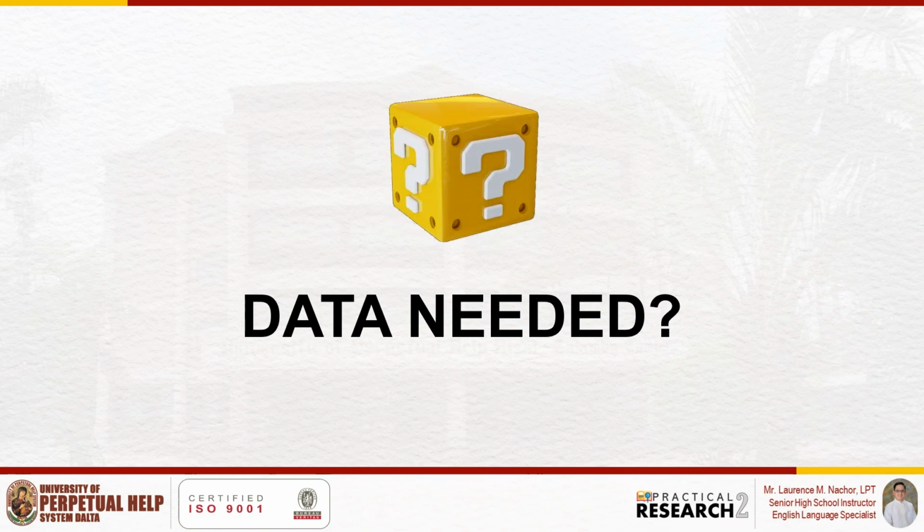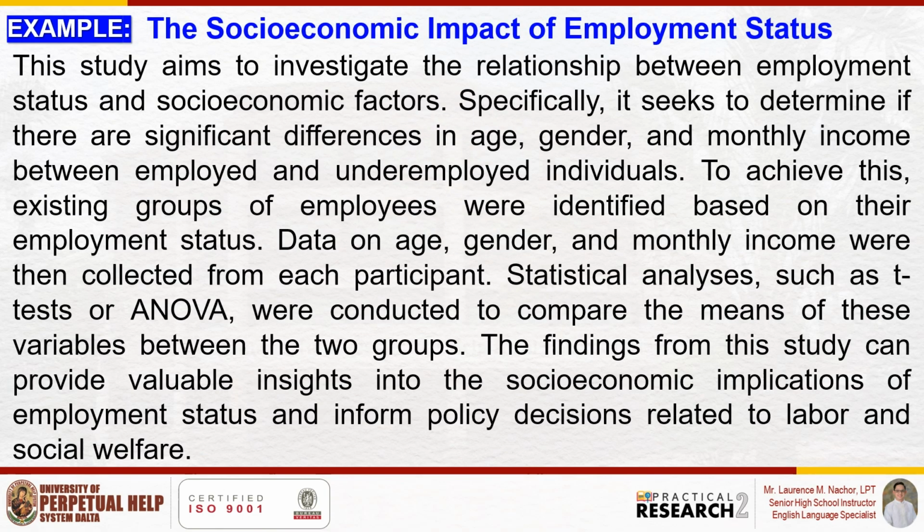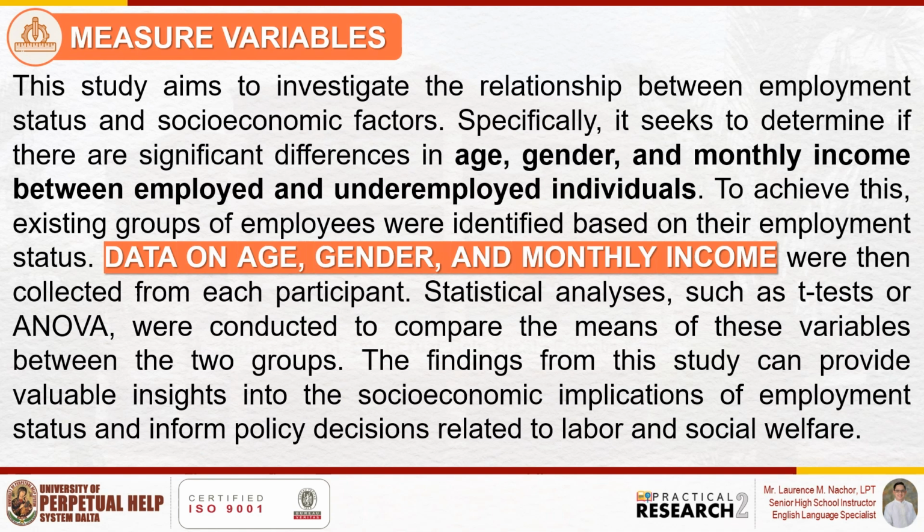Well, what about the data needed? What are the data needed here? So the answer is the data on age, gender, and monthly income. So these are the variables that will be measured. So collect data on age, gender, and monthly income for each employee in both groups. Age, gender, monthly income for employed. Age, gender, and monthly income for underemployed.